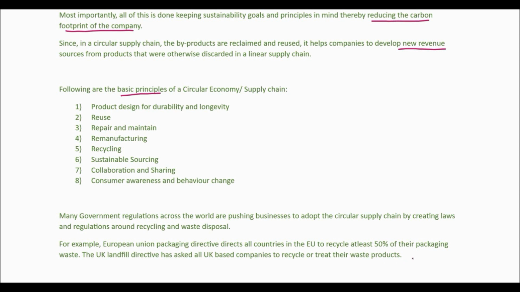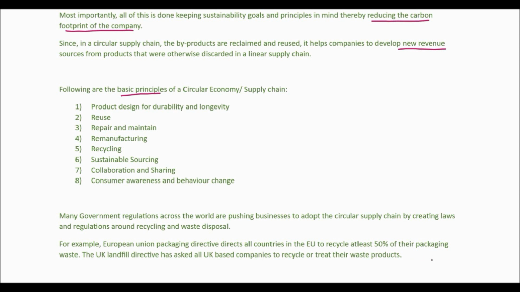People are realizing that they have to reduce the waste products, they have to recycle, reuse them. I've done a video on 6 R's of sustainability. All those R's like reuse, remanufacture, recycle, repair, etc. are being pushed even by the government to create a circular economy or a circular supply chain.